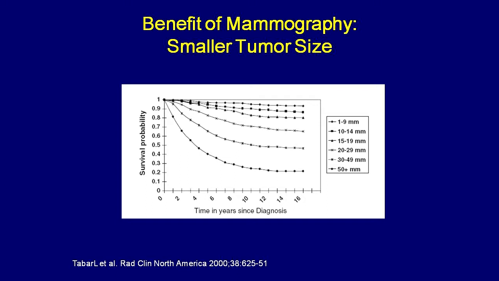Basically, this is in an era even before there was any chemotherapy. And we looked at the probability of survival in breast cancer. And if you found it when that cancer was between 1 and 9 millimeters, there was much more likelihood of being alive and well 16 years later than if you find it when it's 5 centimeters. So the goal of a mammogram, yes?